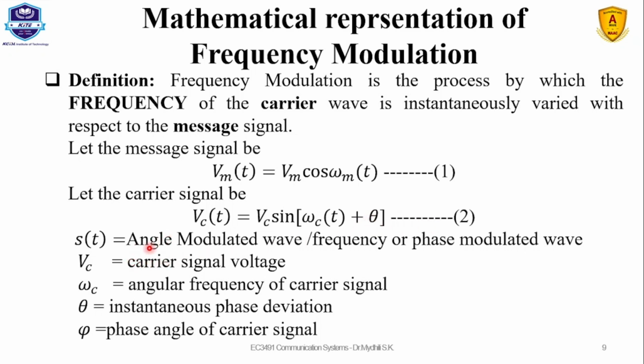Since this carrier is phase shifted, we are representing it in terms of theta, that is, instantaneous phase deviation is also involved here. So S of t is nothing but, here, omega is the angular frequency, Vc is the carrier amplitude, and theta is the instantaneous phase deviation. And as a whole, this can also be represented as a phase change of the carrier signal.